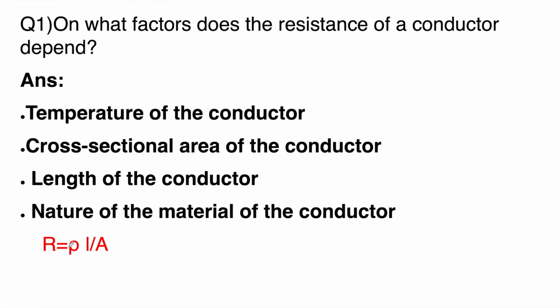So we can write the formula as R is equal to rho into L by A, where R is the resistance and rho is the resistivity, L is the length of the conductor and A is the area of cross section of the conductor. Okay, so here we can see resistance and length, it is directly proportional. When length increases, resistance also increases. Length decreases, resistance also decreases. But area of the cross section, it is inversely proportional to the resistance. Okay, so area increases, that means resistance decreases. When area decreases, resistance increases.